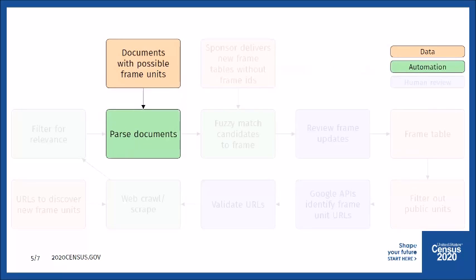So the first module is just a document parser. This is like taking unstructured data and trying to get it into the fields that are in our frame. In this case, it's simple: just name, address, phone number, email. More ambitious would be unit characteristics, like is it a co-ed juvenile facility, that sort of thing, so that we could look at scope.